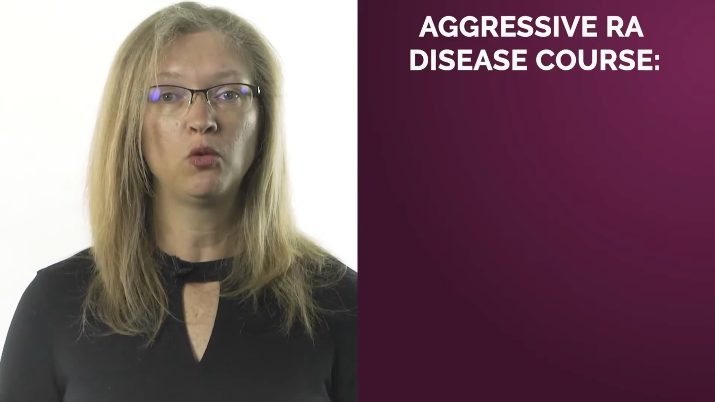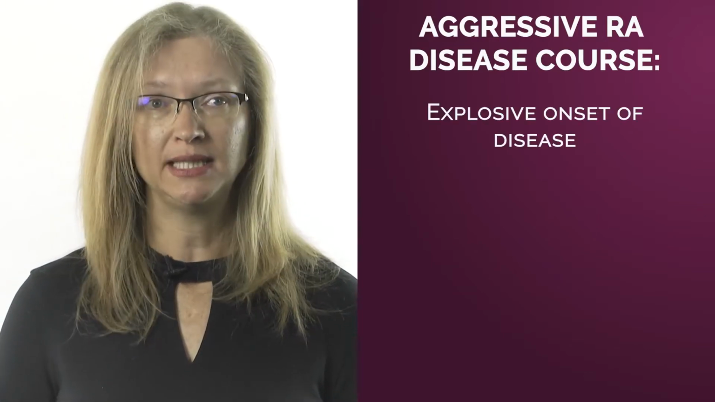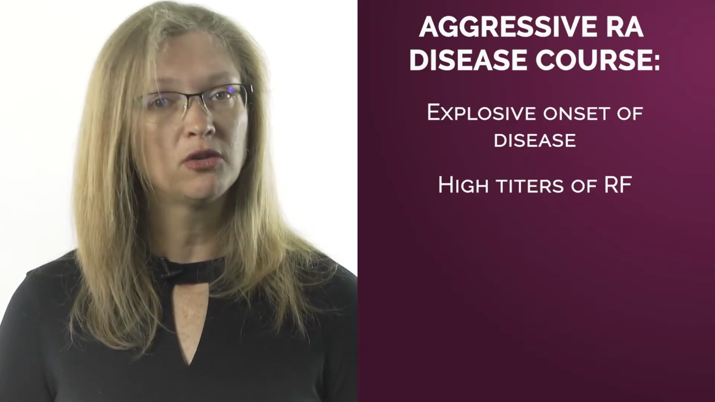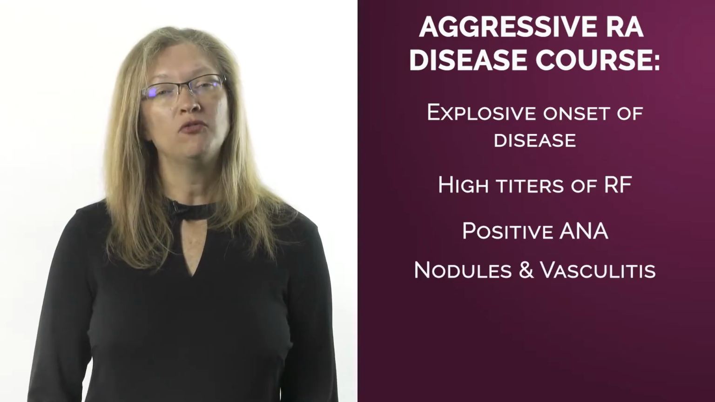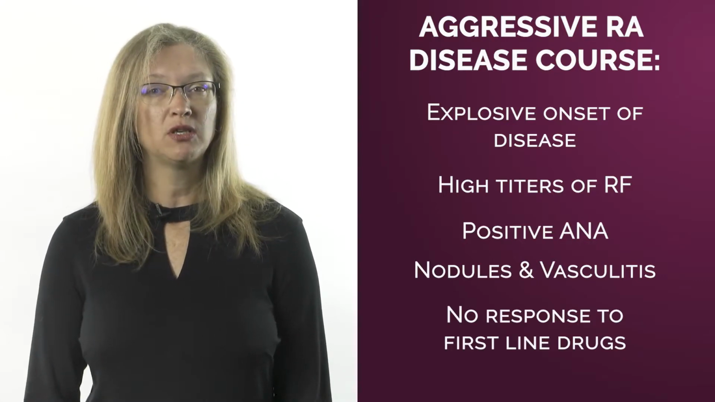Certain factors suggest an aggressive disease course in rheumatoid arthritis. These are explosive onset of disease with multiple joints involved, higher titers of rheumatoid factor, a positive ANA, the presence of nodules and vasculitis, and failure to respond to first-line drugs. Let's look at some of the examination findings of late or severe rheumatoid arthritis.